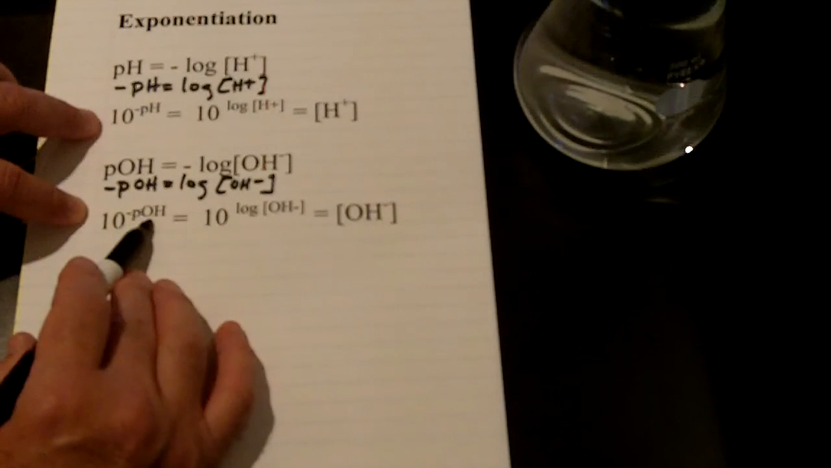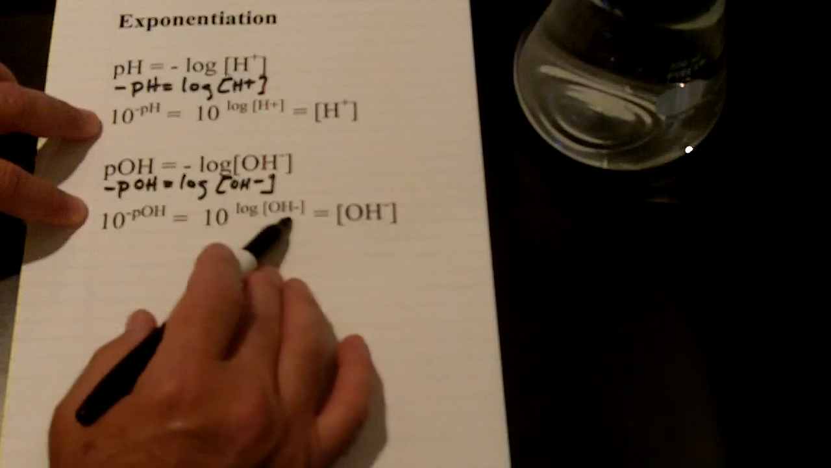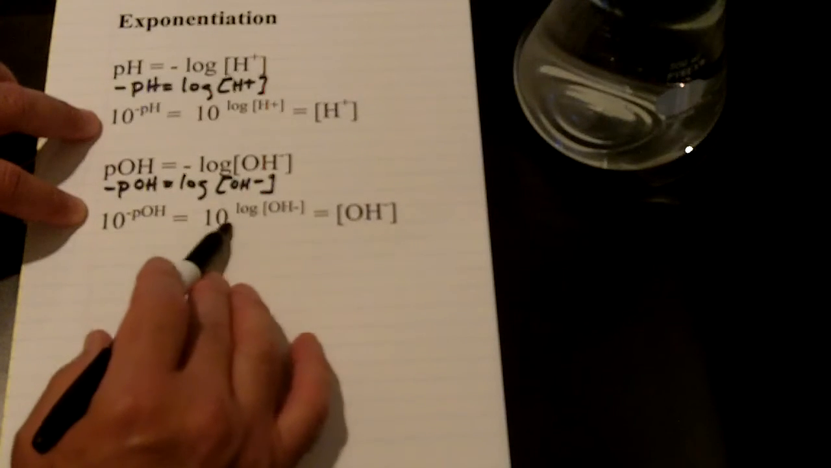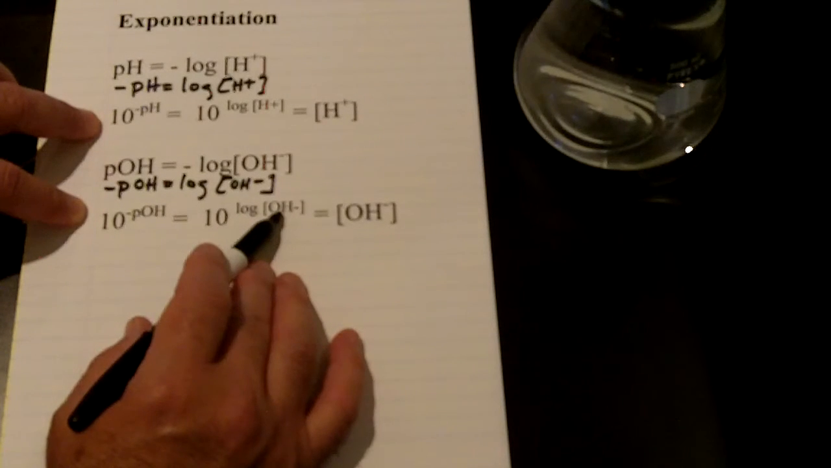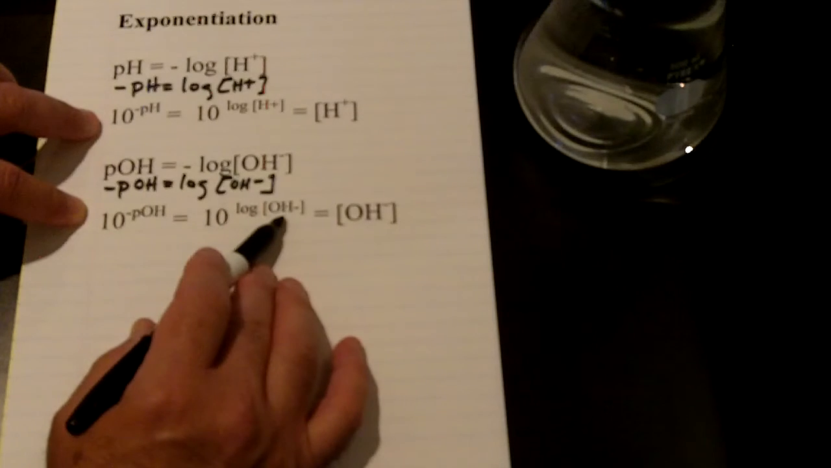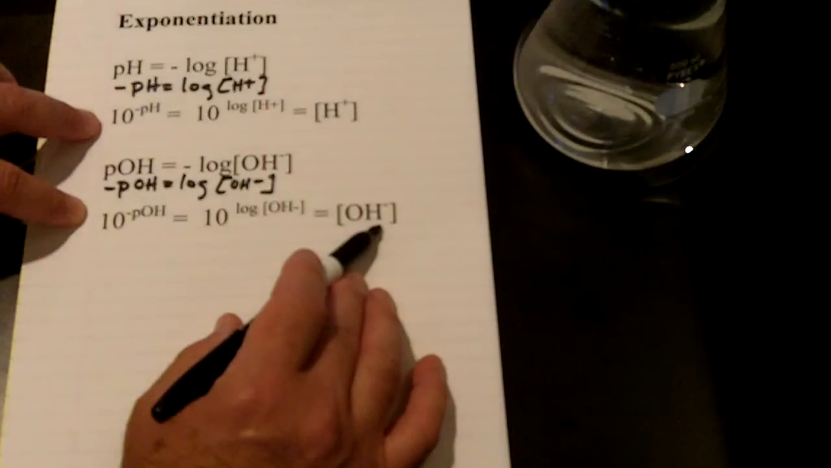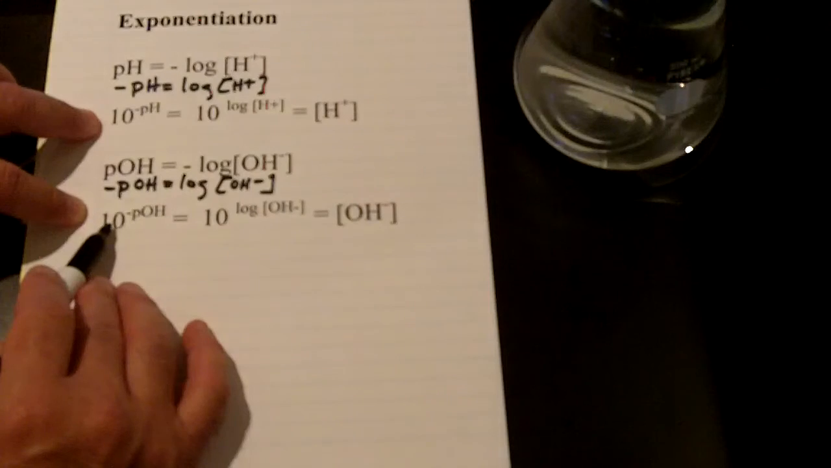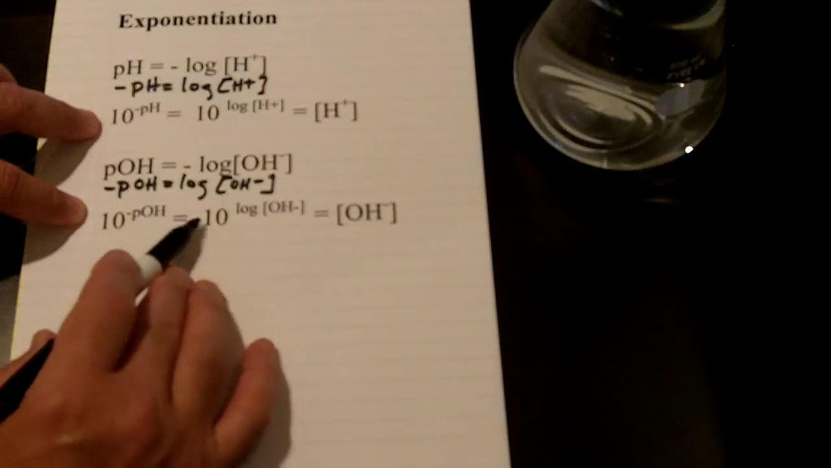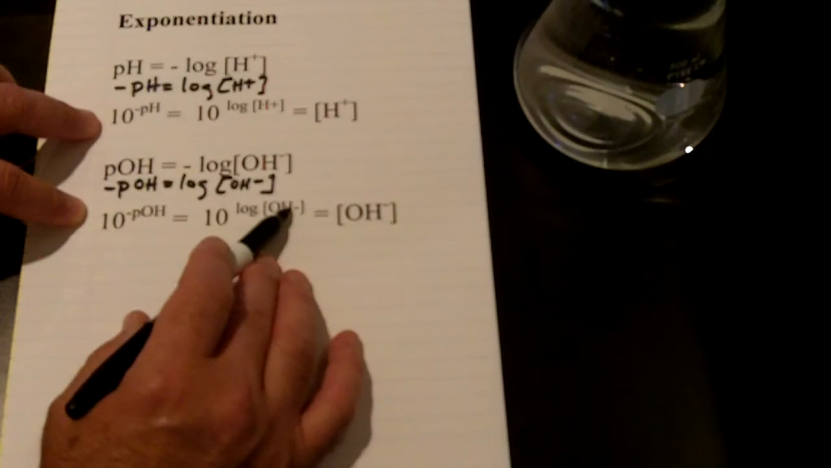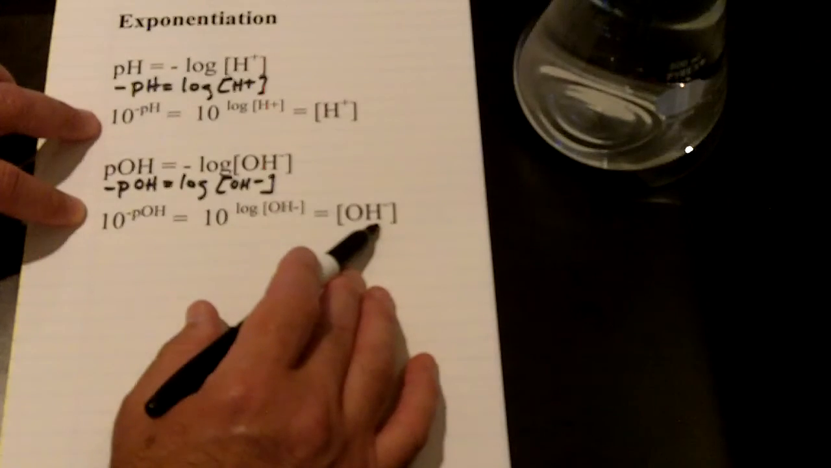10 to the negative pOH is equal to 10 to the log of the OH minus concentration. 10 to the log of anything is equal to that thing. So 10 to the log of the OH minus concentration is equal to the OH minus concentration. So overall, I've got 10 to the minus pOH is equal to 10 to the log of the OH minus concentration, which is equal to the OH minus concentration.